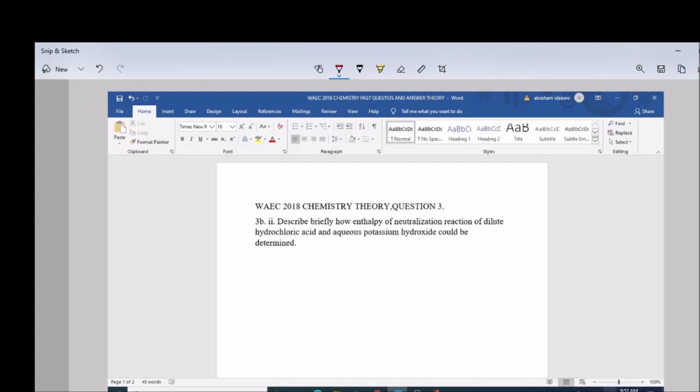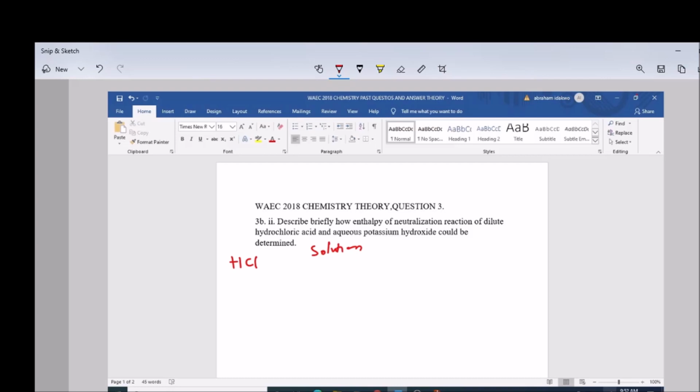Now the balanced chemical equation for the reaction, that is the neutralization reaction, is this. So we have hydrochloric acid, which is HCl, reacting with potassium hydroxide, that is KOH. Then it gives potassium chloride and water.